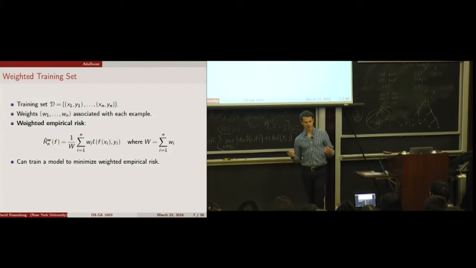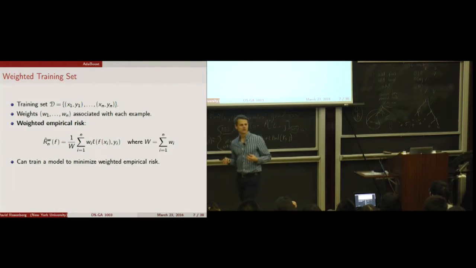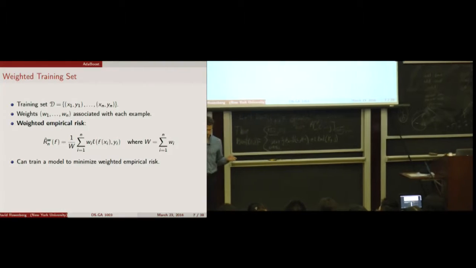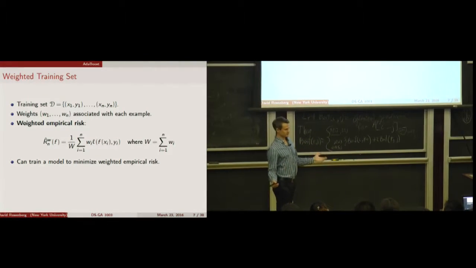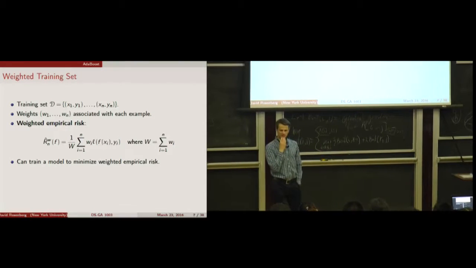Or there's another possibility. Do you guys remember the other approach to use? Suppose we don't have an algorithm that knows how to minimize weighted empirical risk, but it's a black box algorithm, and we know it can minimize empirical risk. We talked about this last time. Do you guys remember what we can do?